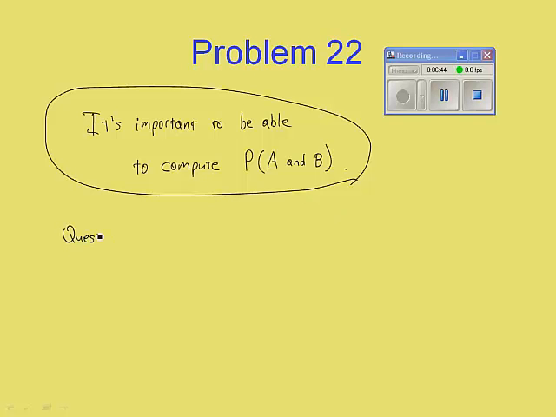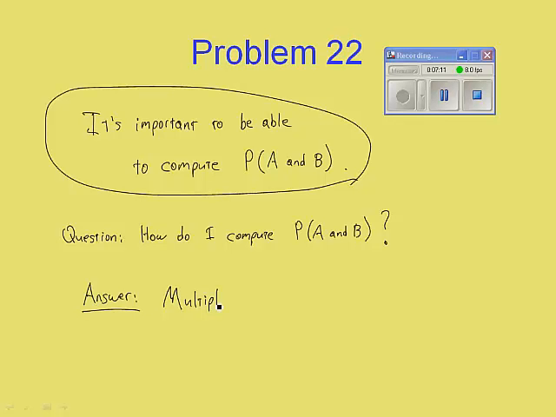So, question. How do I compute the probability of A and B? How do I compute it? Answer. Multiplication rule. So that brings us to the next section.